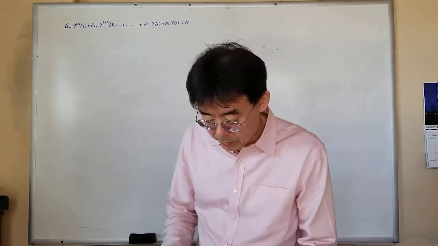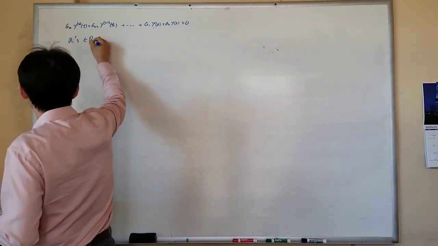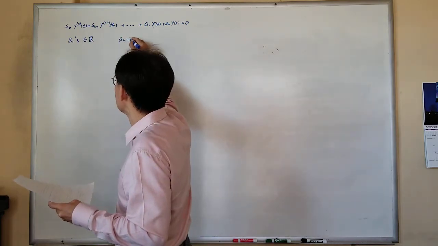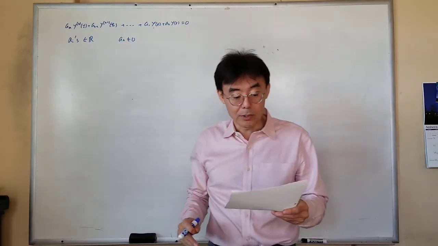Here the a_i's are all real numbers, so constant coefficients. And obviously a_n is not 0, that's why it is an nth order linear differential equation.